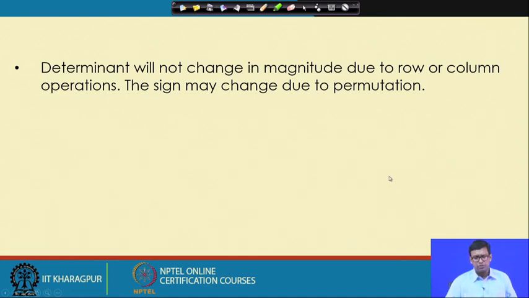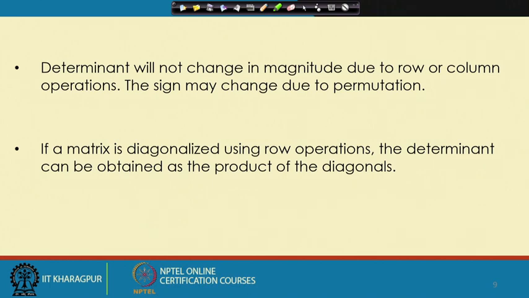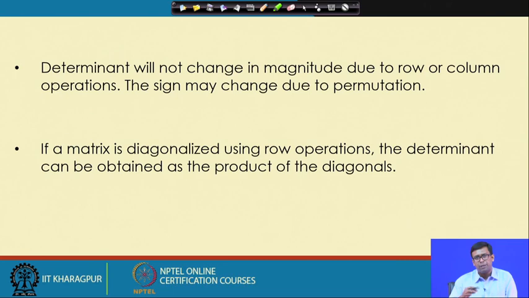The determinant will not change its magnitude due to row or column operations. The sign may change due to permutation, and we have seen this if we do row permutation or column permutation. In case of row permutation, the sense of axis will change. In case of column permutation, the order of the vectors will change, and therefore there is a change of sign. If a matrix is diagonalized using row operations, the determinant does not change. If it is a permutation, the determinant changes in sign, but all other row operations, like adding one row to another row, taking a multiple of that and adding it to the third row, will not change the determinant of the matrix. And if we can get a diagonal form using these row operations, the determinant can very easily be obtained as the product of the diagonal.